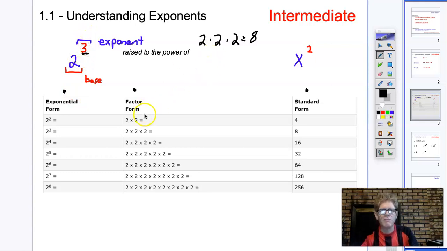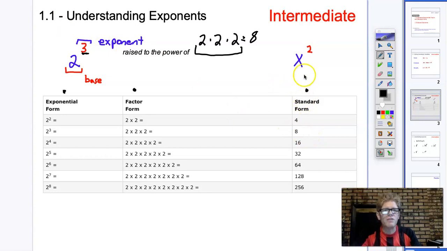When we write things in factor form, that's what we're doing here. We're multiplying and showing how we're multiplying that number by itself and the number of times. Then in standard form, that is the value. We have evaluated the exponent. So 2 to the second is 4. 2 to the third is the same as 2 times 2 times 2, and that is equal to 8. Those are the different forms of exponents.